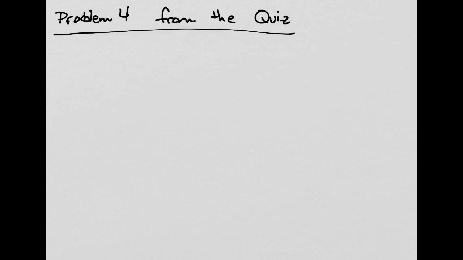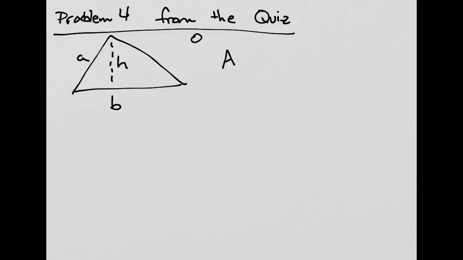And now let's look at problem 4 from the quiz. This was an optimization problem, and you had a triangle where the bottom was length B, this side was length A, and then the height was H. And you had theta. You were asked to optimize the area of the triangle.